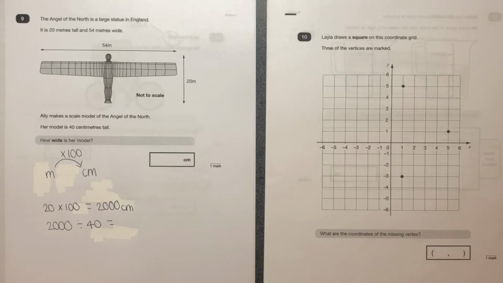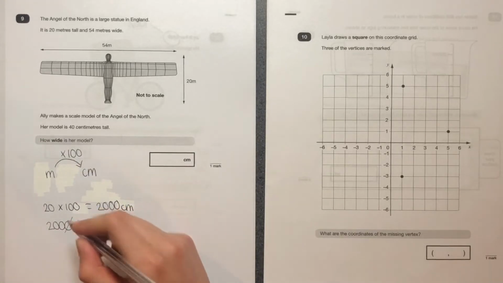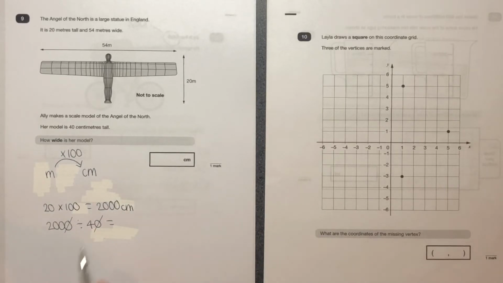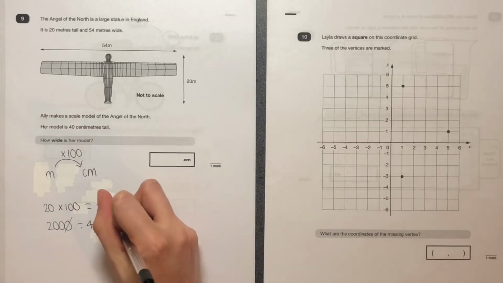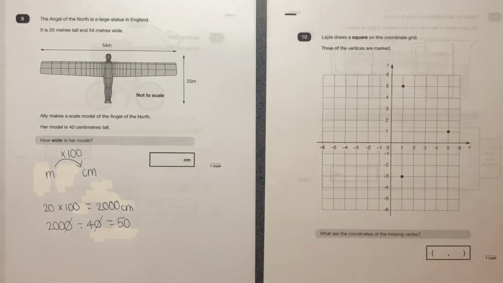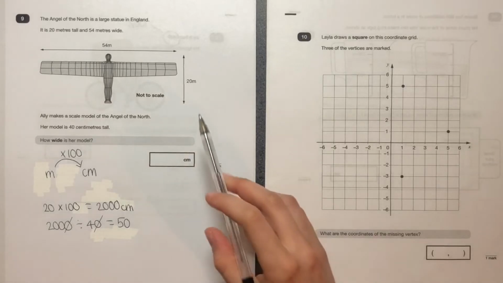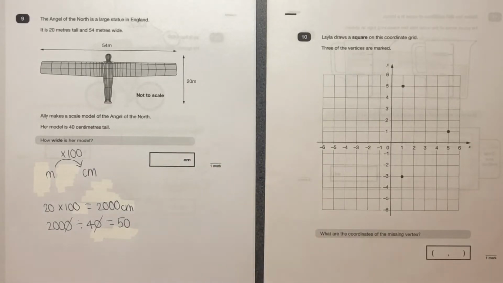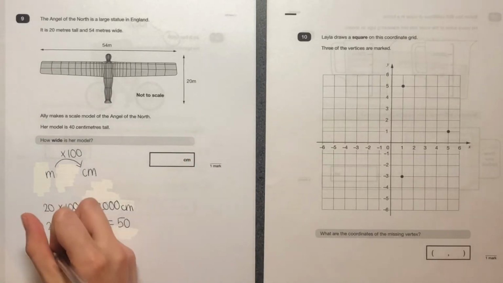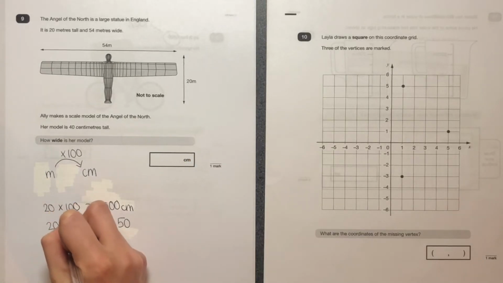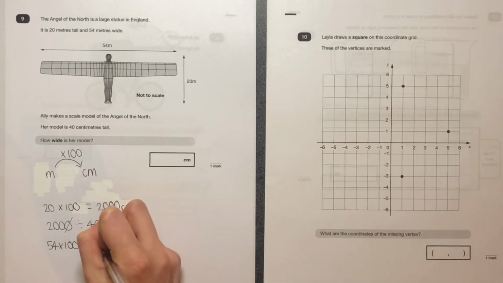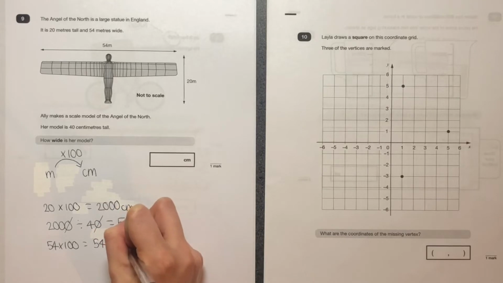To divide by 40, we're going to get rid of the zeros first. 200 divided by 4 gives us 50. So Ali has divided 2,000 centimetres by 50 to get 40 centimetres. We're going to do the same to find out how wide her model is. So we're going to convert 54 metres into centimetres. 54 times by 100 is 5,400 centimetres.